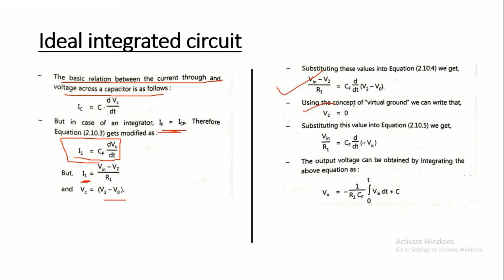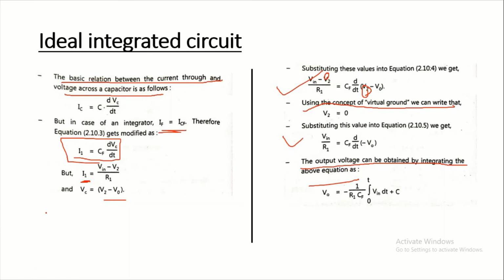Now using the virtual ground concept, V2 is equal to 0. So put 0 instead of V2. Wherever V2 appears, put 0. So the equation becomes VIN divided by R1 is equal to CF d by dt of (0 minus V0), so minus V0. The output voltage can be obtained by integrating the above equation.